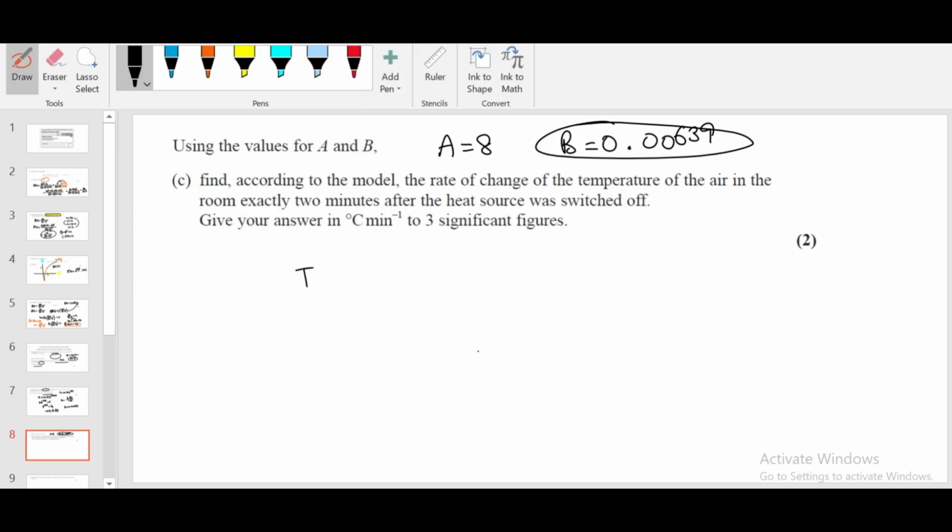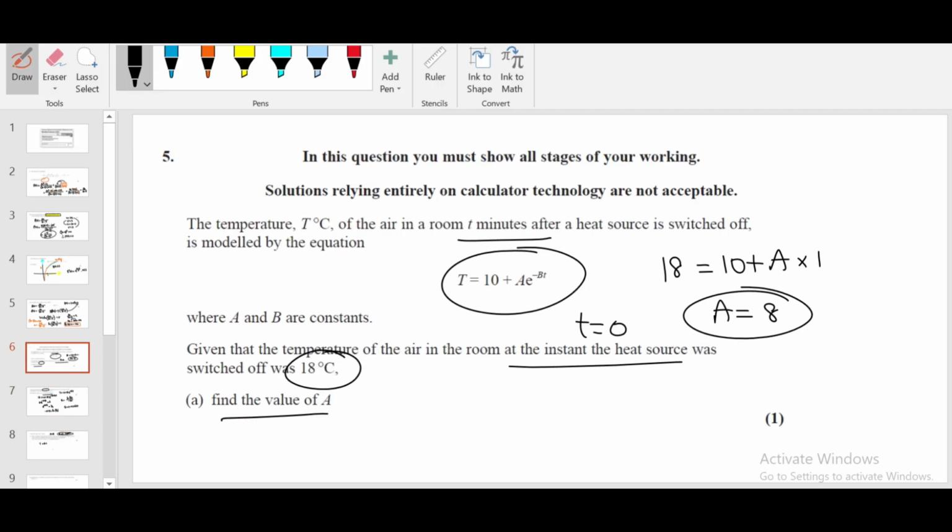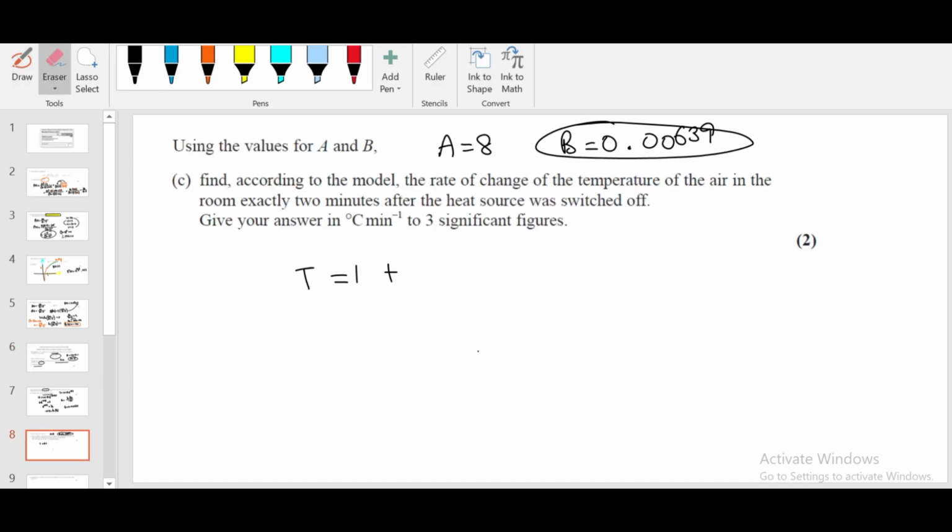Now the function is T is equal to 10 plus a e power minus bt. The value of b was negative 1 over 45 ln 3 over 4, so when you multiply by the negative sign, it's 1 over 45 ln 3 over 4 t. Now the question talks about rate of change, so you need to differentiate it. 2 minutes after the heat source was switched off. So you need to differentiate it with respect to small t and then replace small t by 2.